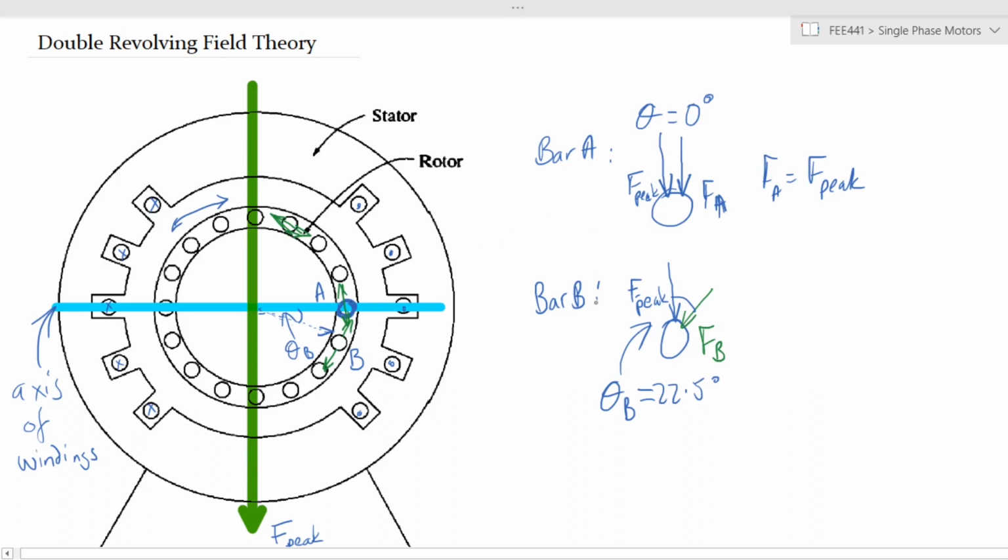Now, because bar B is only free to move in the direction indicated, that is FB is tangential to the clockwise rotation of the rotor, we can get the component forces that result from F peak. So F peak will have two component forces acting in those directions. One is acting outwards from FB, and one is in the direction of FB that we are looking at.